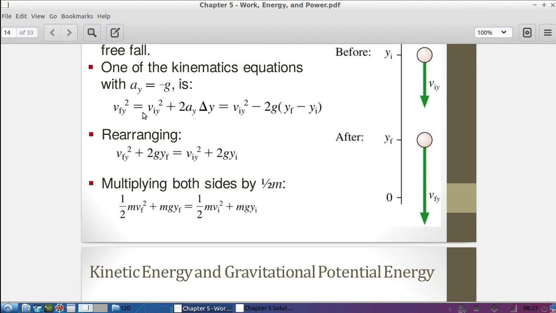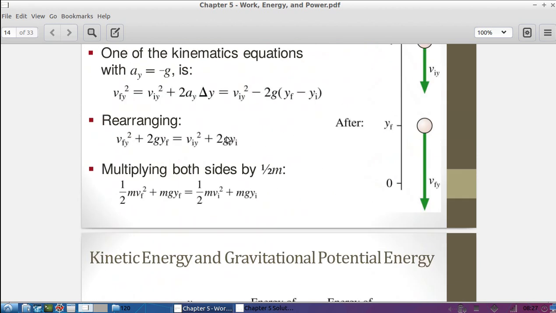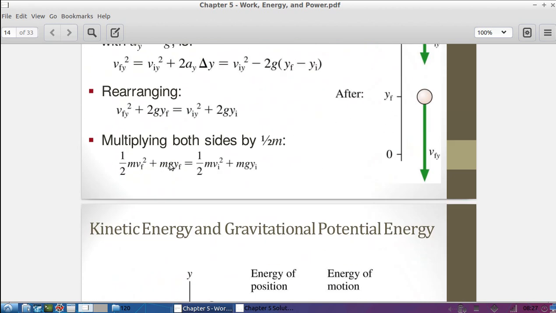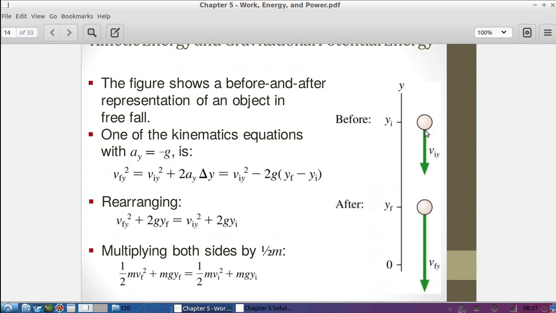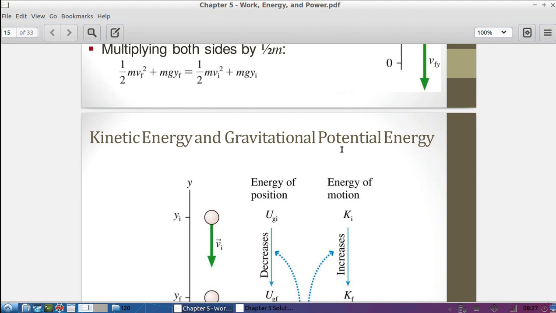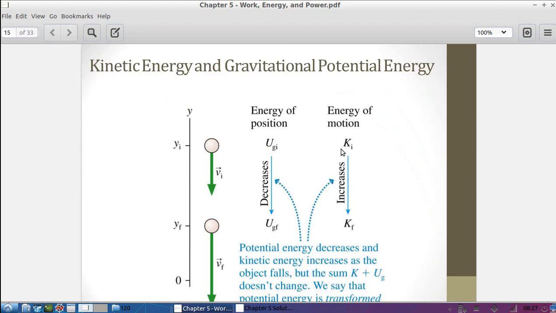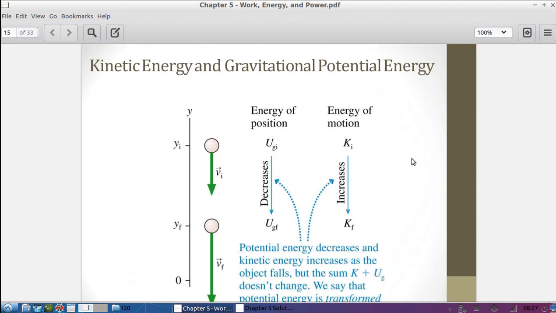So I used this kinematics equation to show you that this is true. The final kinetic plus the final potential equals the initial kinetic plus the initial potential. There's no external agent doing work here. You're saying to yourself, I disagree. The Earth is applying a force on the object, and it's causing a displacement, and it's doing work. Okay, that's true. You disagree. That's fine. We'll talk more about that.